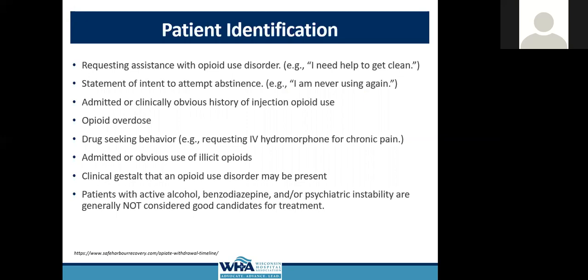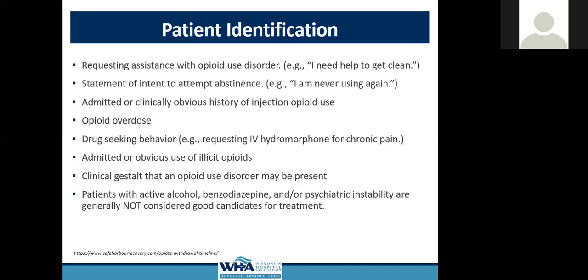If a patient requests help, like, "Hey doc, I need help to get clean," that's pretty obvious. Or if you hear a passive statement of intent to quit, like "I'm never using again after this," this might be the powerful moment where you can refer this patient to treatment. A patient who admits to opioid use or has a clinically obvious history of opioid injection use is ripe for intervention. Sometimes when a patient overdoses, we bring them back and they are very remorseful and ready to make a change. That's a time when you could consider a warm handoff or a referral. Obviously, you wouldn't start treatment then because they're not withdrawing yet.